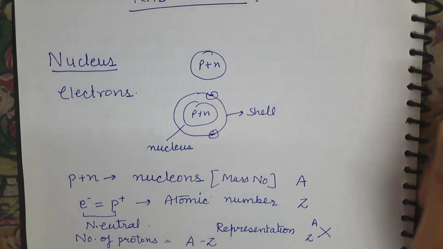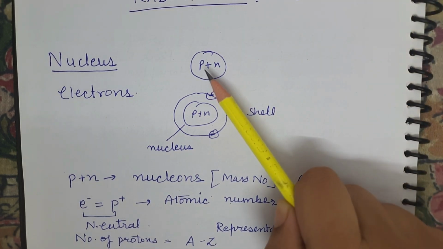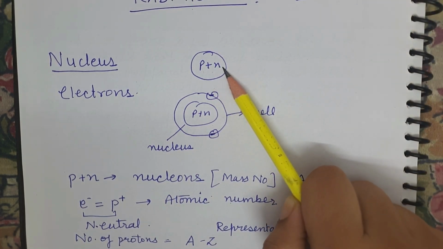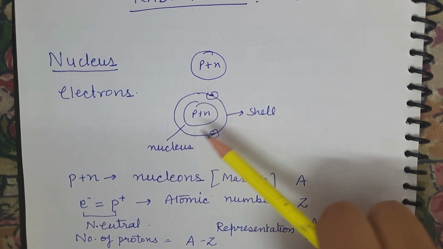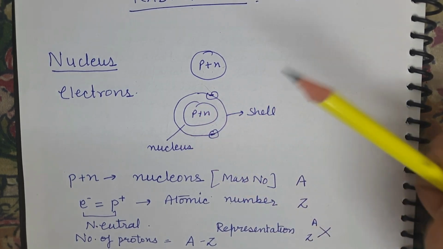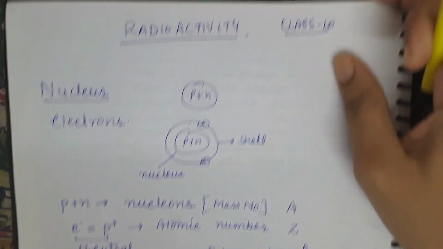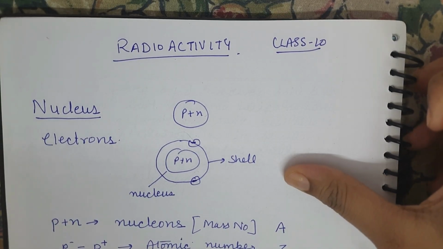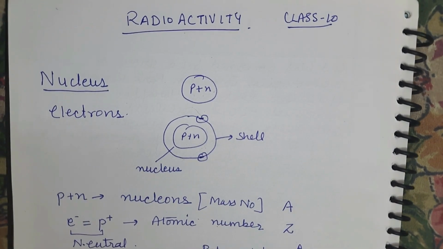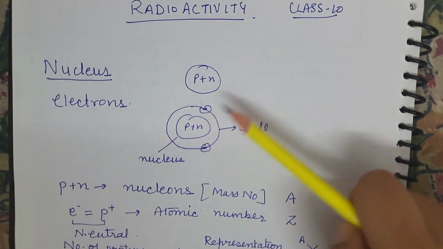We have already studied that the nucleus is the combination of protons and neutrons, and electrons revolve around the nucleus. Now why are we dealing with the nucleus here? Because the radioactivity phenomenon is concerned with the nucleus. So before we start with anything about this chapter, we should be clear about the meaning of nucleus. And we know the nucleus is positively charged, and the electrons revolving around it are negatively charged.